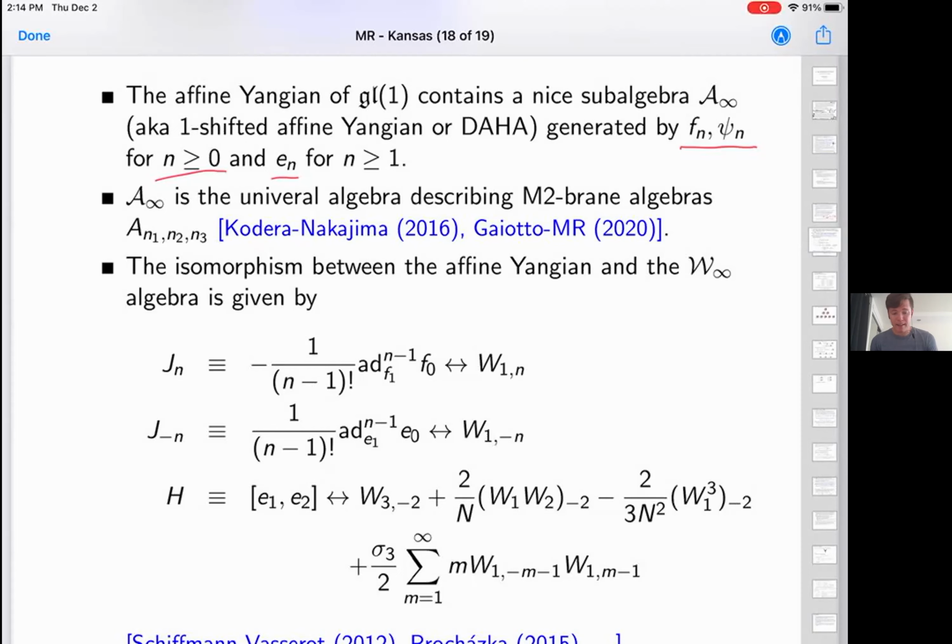Okay, and this A infinity algebra turns out to be the universal algebra describing the M2 brane algebras A, N1, N2, N3. Universal means that for fixed N1, N2, and N3, it's a quotient of A infinity. Exactly. That's right.